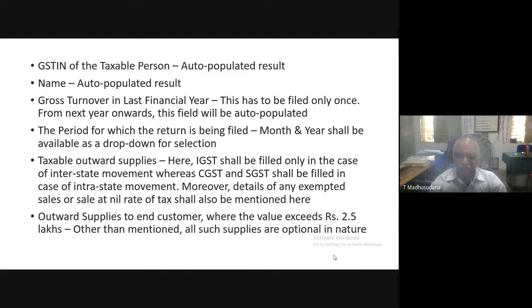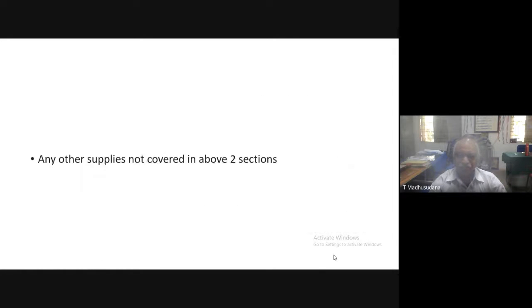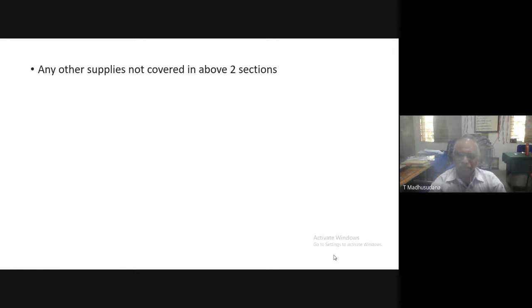Next, outward supplies to end customer where the value exceeds rupees 2.5 lakhs. So suppose you have sold goods or services to the end customer, if it exceeds 2.5 lakhs, then that also is specifically mentioned in this GSTR1. Then, other supplies not covered in the above two sections: any other supplies which are not shown in the previous ones.